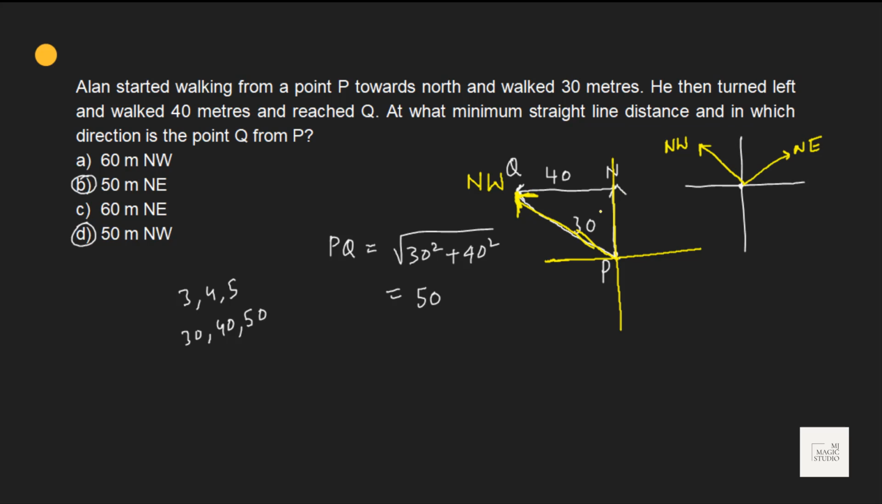So point Q is 50 meters. The minimum straight distance from P to point Q is 50 meters. And in which direction? Northwest. Option D is the best fit.